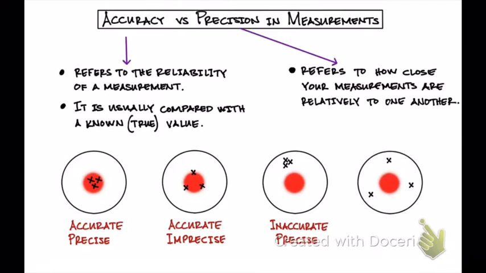And the last example here, you have all the 3 hits far away from each other and not hitting the target. And so in that case, this is considered both inaccurate and imprecise. So make sure you know the difference between these two terminologies.